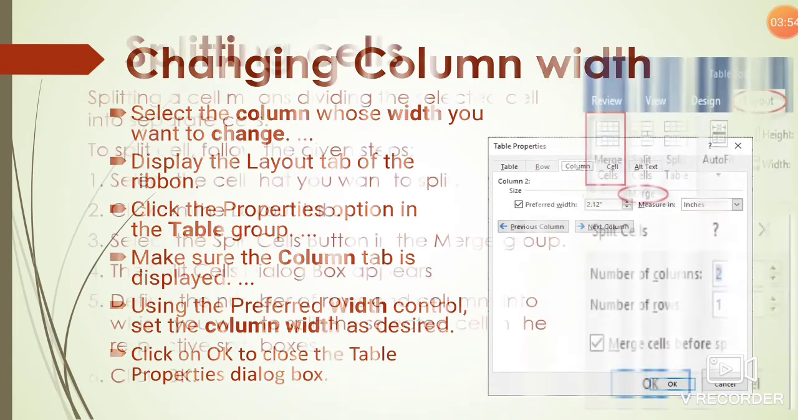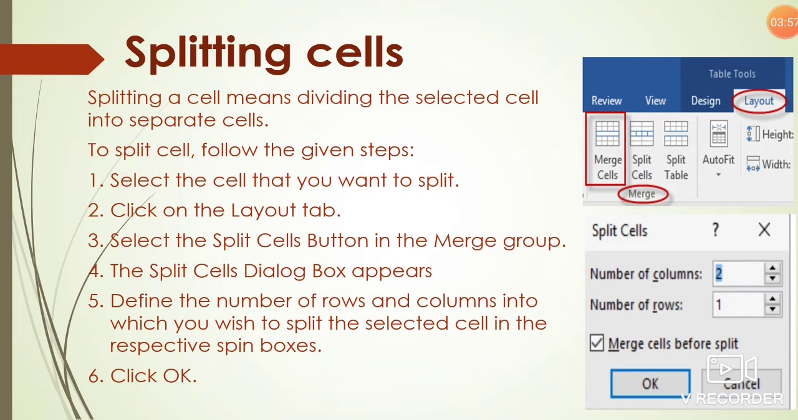Now the next heading is splitting cells. Splitting, what do you mean by splitting, students? Splitting means to divide anything. So here we are discussing splitting cells. It means splitting a cell into two or more cells. Here the definition is written: splitting a cell means dividing the selected cell into separate cells. So how will you apply splitting?